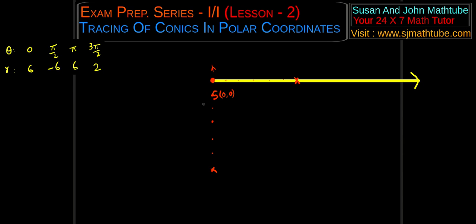And then 180 degrees, 6 units. So 1, 2, 3, 4, 5 and 6. Okay, and finally 270 degrees, 2 units. So 1, 2. Okay, I'll put a cross.